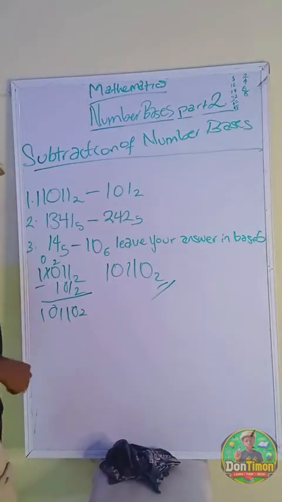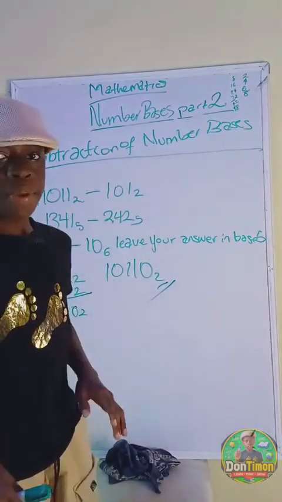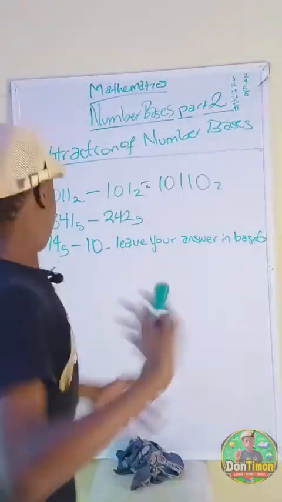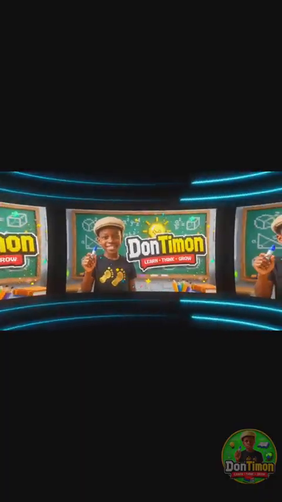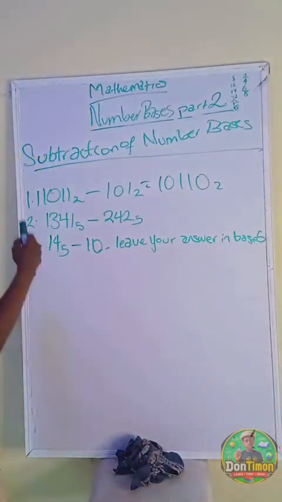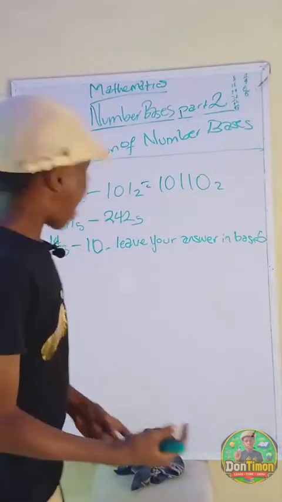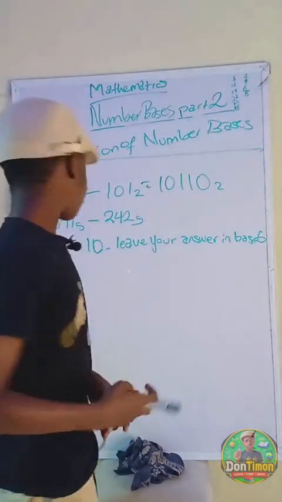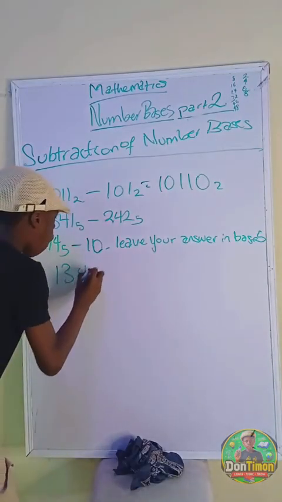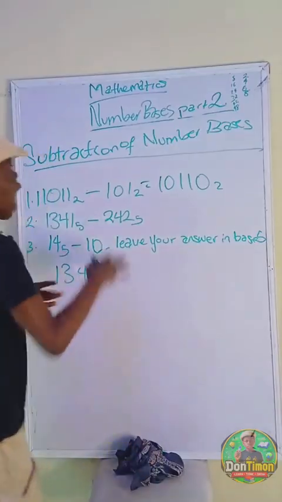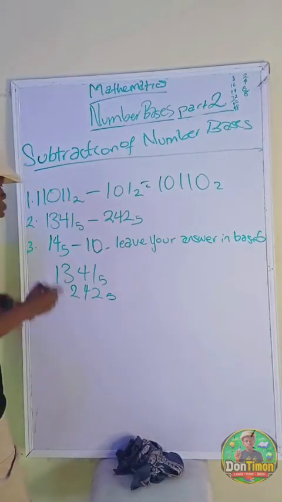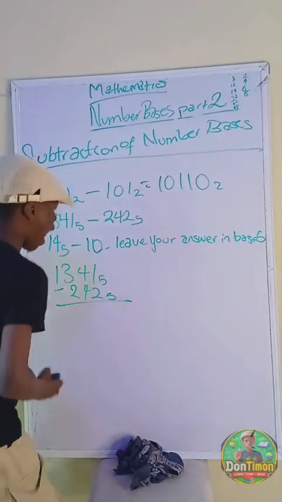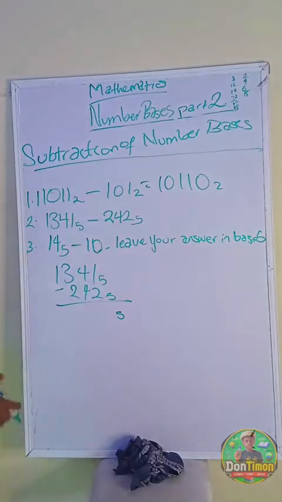Now, let's move over to the second question. I'm going to explain it as if we are subtracting a different base with the same base. Let's move over to question 2. As it says here, 1341 base 5 minus 242 base 5. We write our 1341 base 5 over here, and we write our 242 base 5 over here. We put our minus symbol, we draw a line and put the base 5 over here.